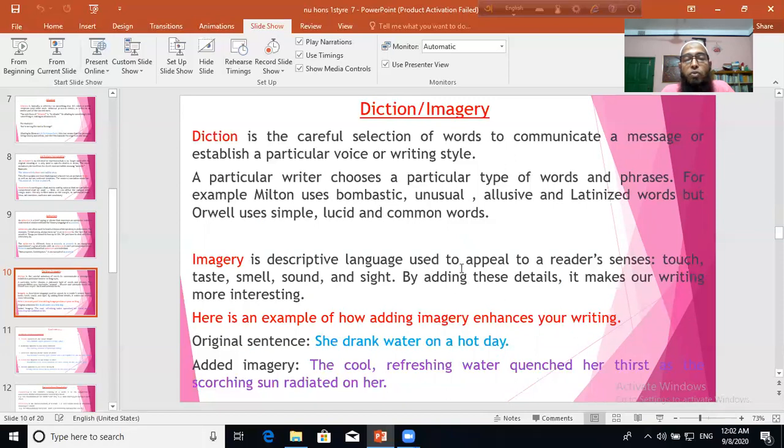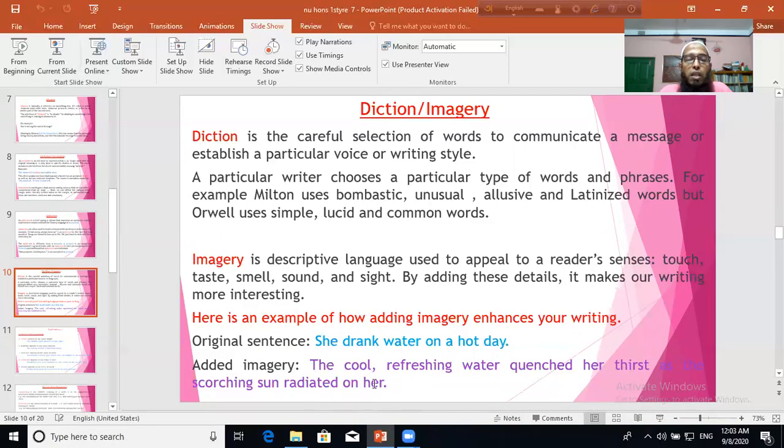Imagery is descriptive language used to appeal to the reader's senses: touch, taste, smell, sound, and sight, five senses. By adding these details, it makes our writing more interesting. So here is an example of how adding imagery enhances your writing. Look at this original sentence: She drank water on a hot day. Now, with added imagery, the sentence may be like this: The cool, refreshing water quenched her thirst as the scorching sun radiated on her.